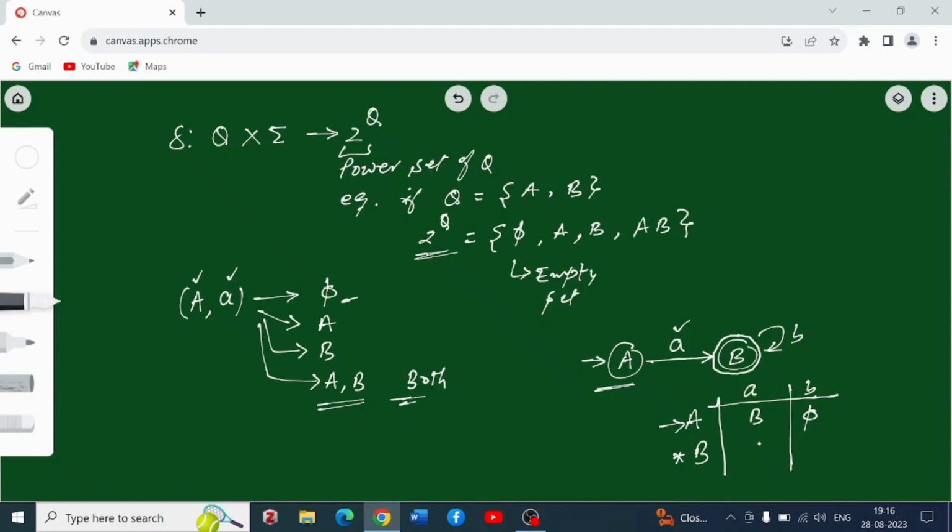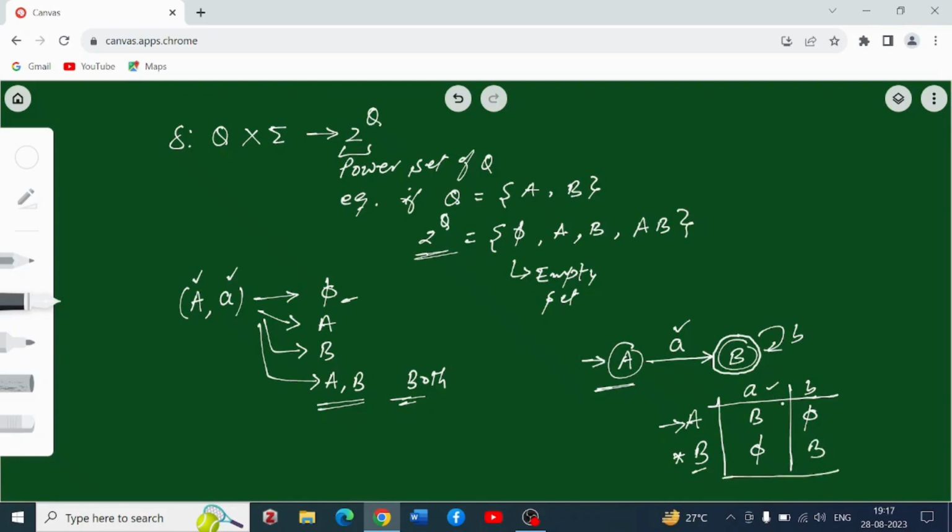Similarly, B on input A is going to nowhere. That is, it is not defined here. Therefore, we will have phi here in the transition table. State is B and the input is A, which is not defined. That is clear in the diagram. It is not given. It is not defined. Therefore, we have phi here. B on input B is going to itself.